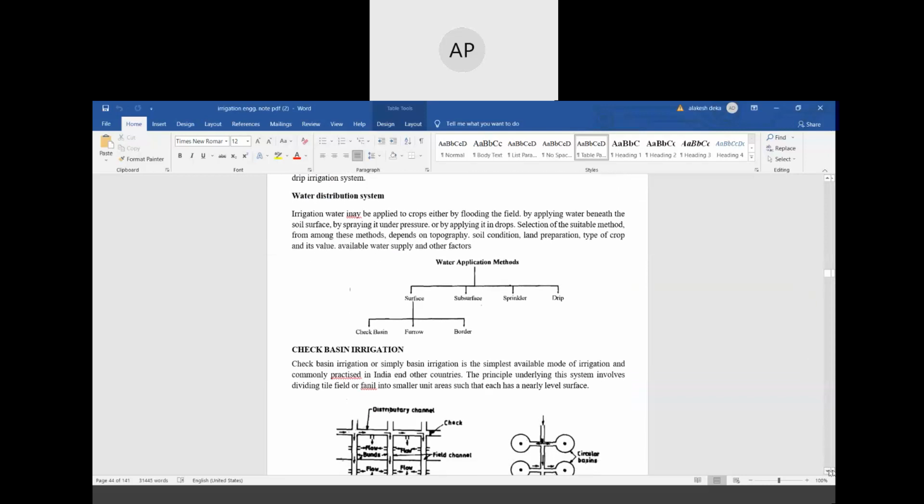Next, the water distribution system. Irrigation water may be applied to crops either by flooding in the field, by applying water beneath the soil surface, by spraying it under pressure, or by applying it in drops. Selection of the suitable method from among these depends on topography, soil condition, land preparation and type of soil. Water application methods are surface, subsurface, sprinkler, and drip. And in surface, we have check basin, furrow, and border.